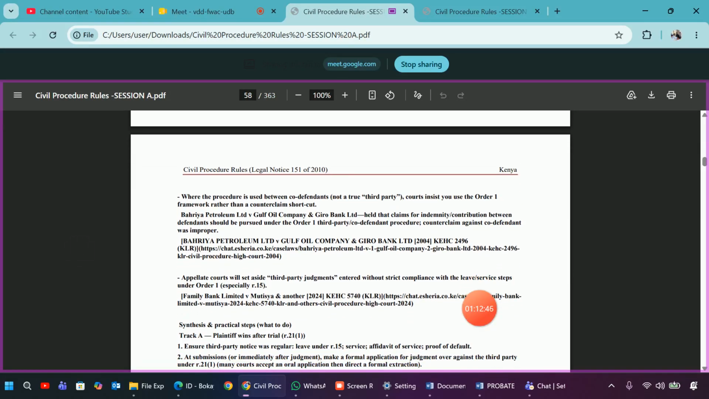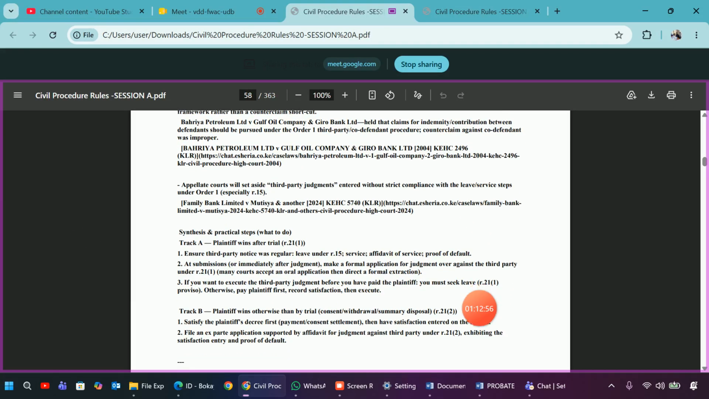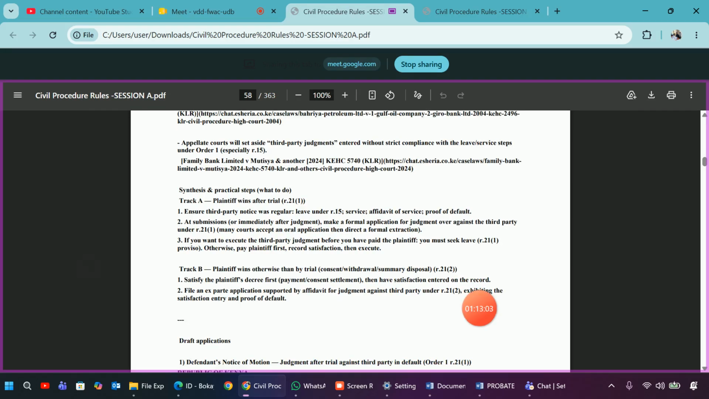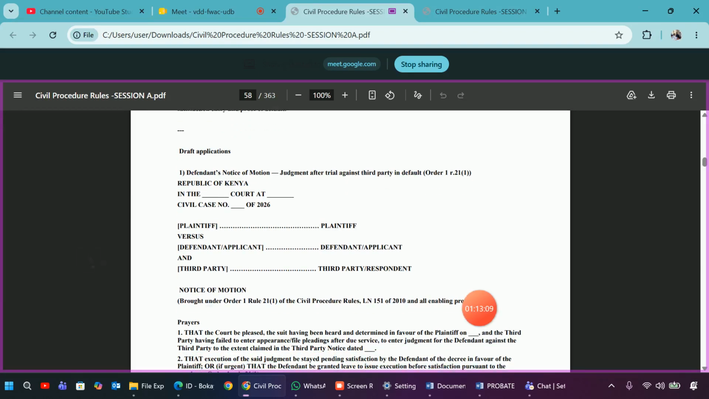Where the procedure is used between co-defendants, not a true third party, courts insist you use the Order 1 framework rather than a counterclaim, a shortcut. The appellate court will set aside third party judgments entered without strict compliance with leave or service steps under Order 1, Rule 15. Okay, so the defendant's notice of motion, judgment after trial against third party in default.